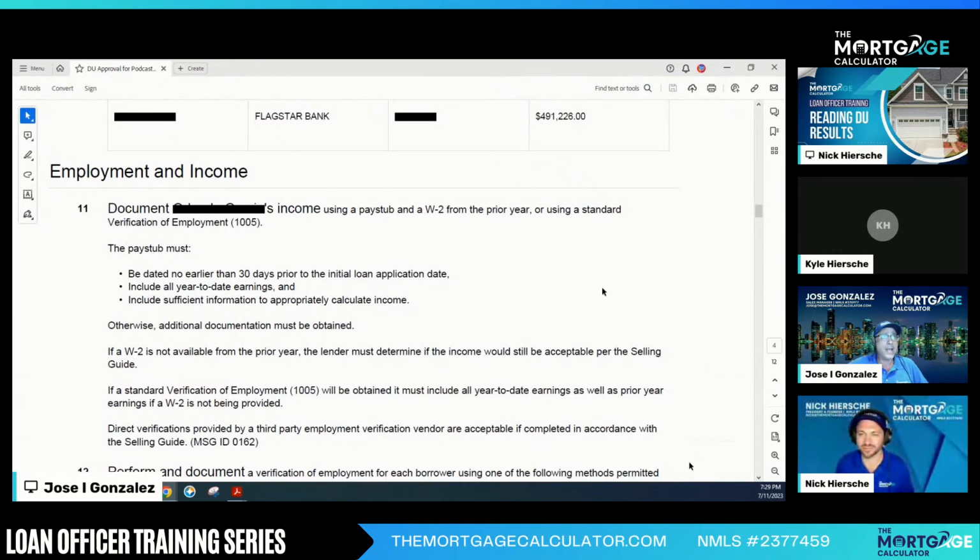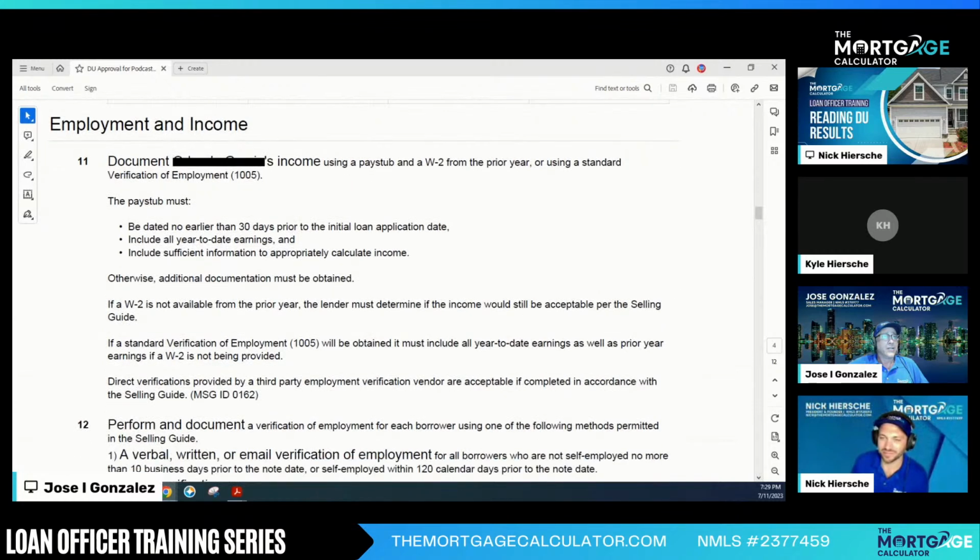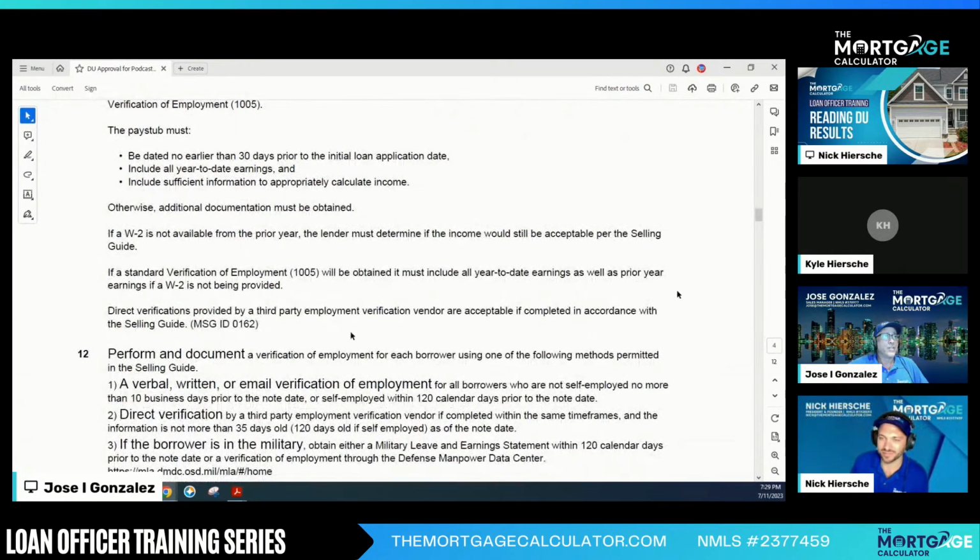So my borrower is really easy. Nothing weird in his pay stub. Matter of fact, he only gets paid once a month, so it's just one pay stub. So real easy. So notice here, just a little pointers. They tell you if you used a written VOE, it must include year-to-date earnings as well as prior year earnings if a W-2 is not being provided.